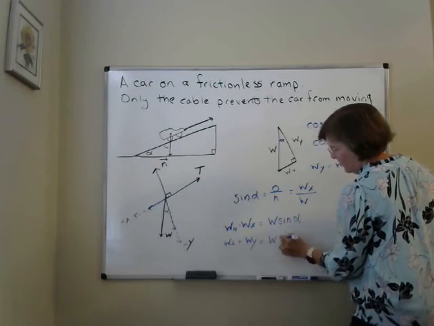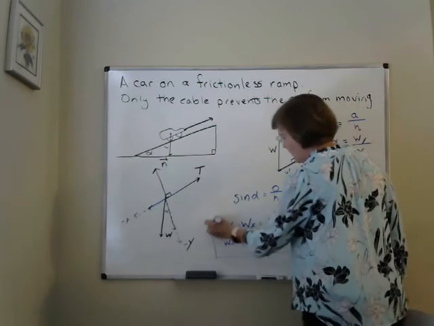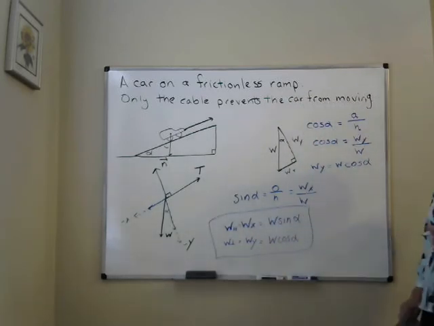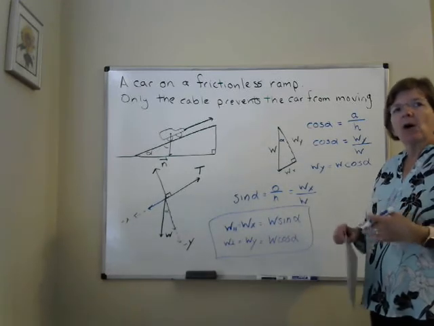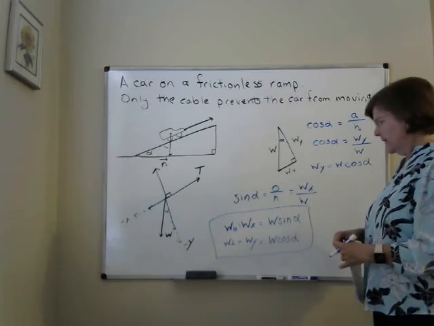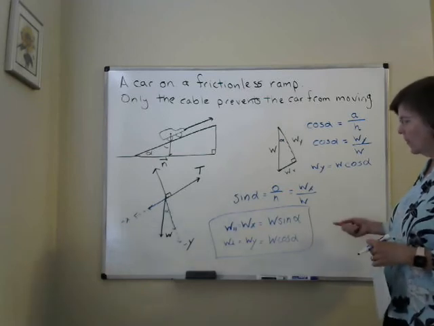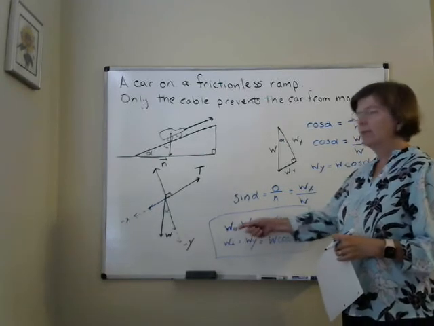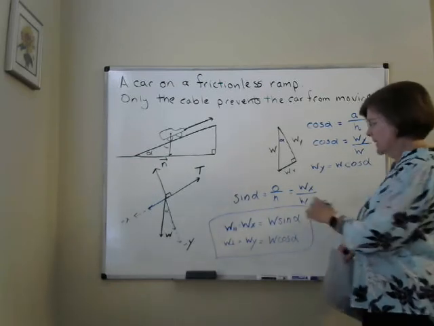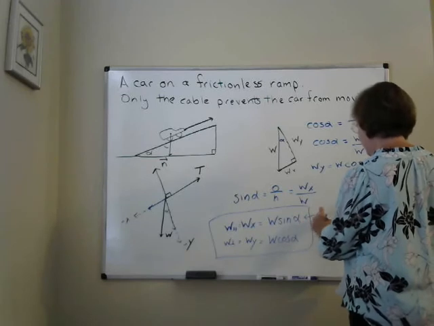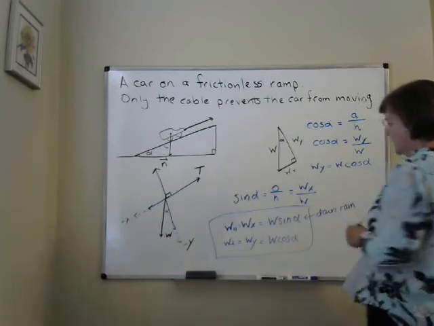is W cosine alpha. Now the good news is we don't have to figure that out every time we solve a problem with an inclined plane. We only have to figure it out once. When I'm on an inclined plane, this is how I get the components of the weight. The component of the weight parallel to the ramp, or you could even think of it as being down the ramp because part of the weight is trying to pull it down the ramp, is going to be W sine alpha.